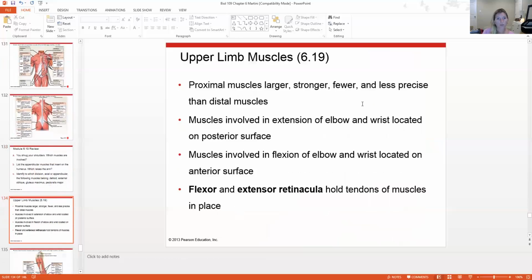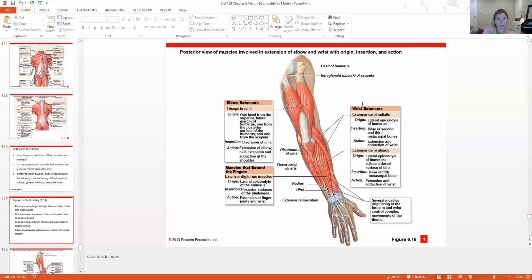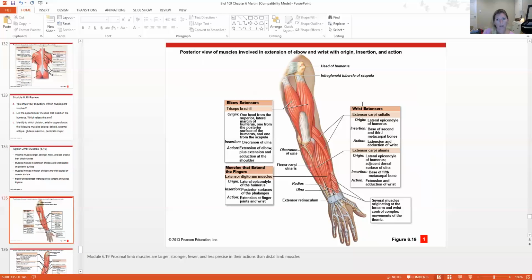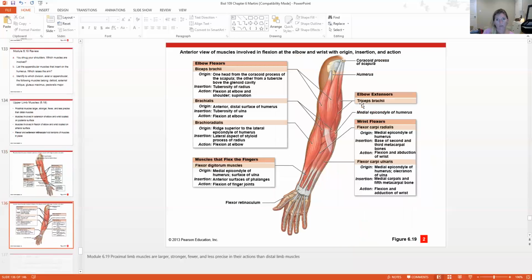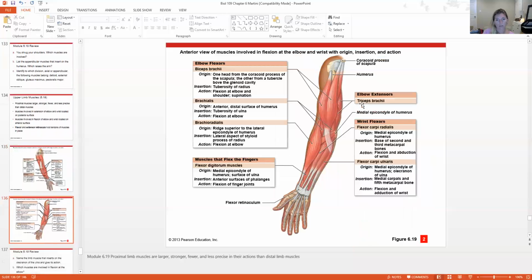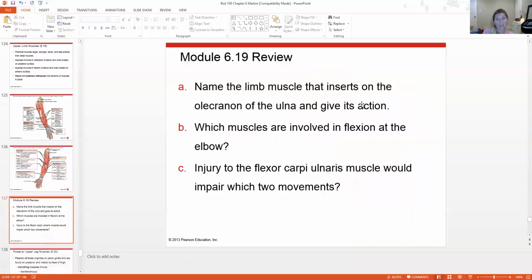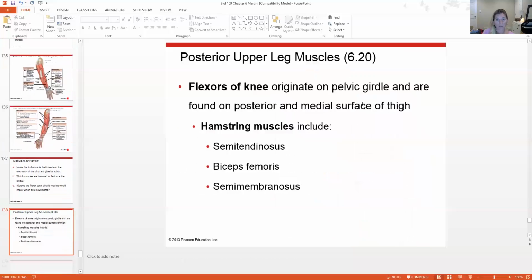Upper limb muscles, the ones that are closer to the body, again, are stronger and less precise. They can help extend the elbow. The flexion muscles are usually on the anterior or front surface. The extensions are on the posterior surface. And they all have tendons to hold them in place. And here you see our extensors, and here you see our flexors. Flexors on the front. Except on the legs, it's the back, it's opposite. So here you can pause the video, go back and review.